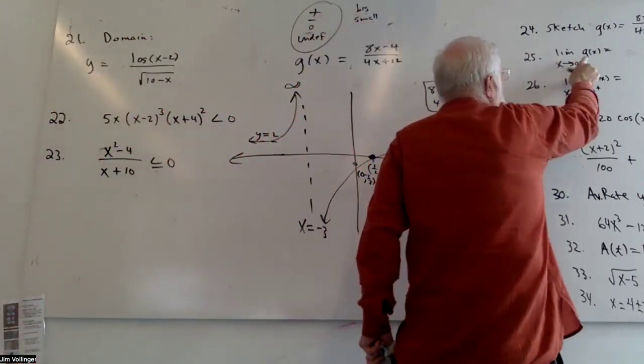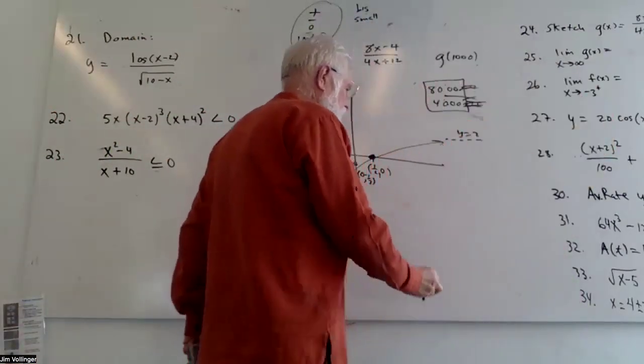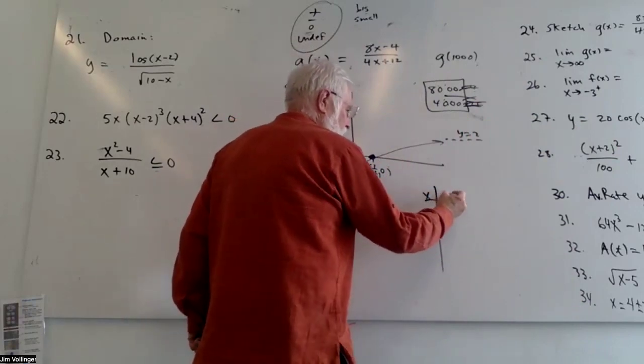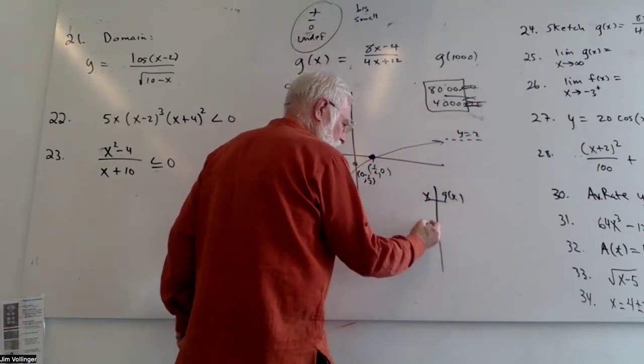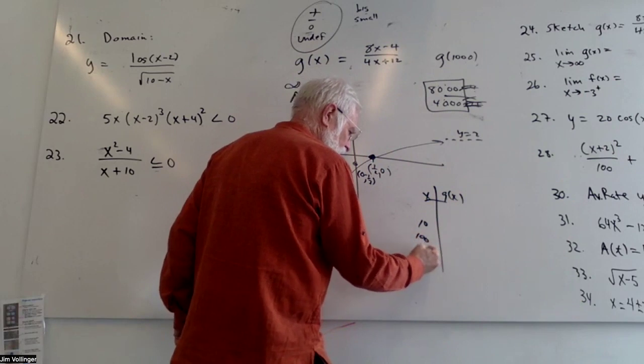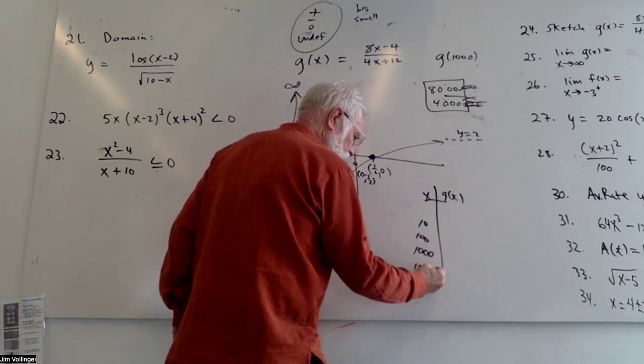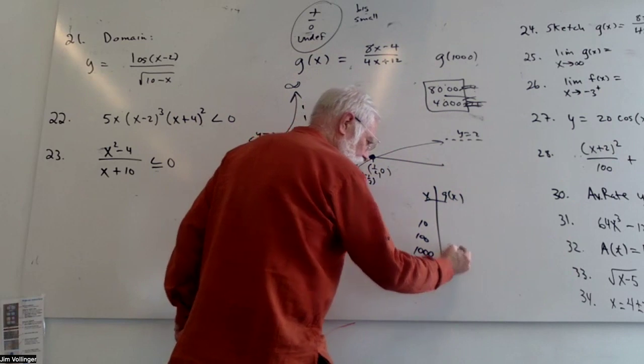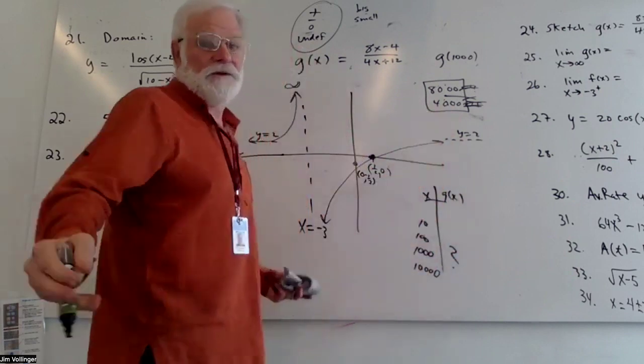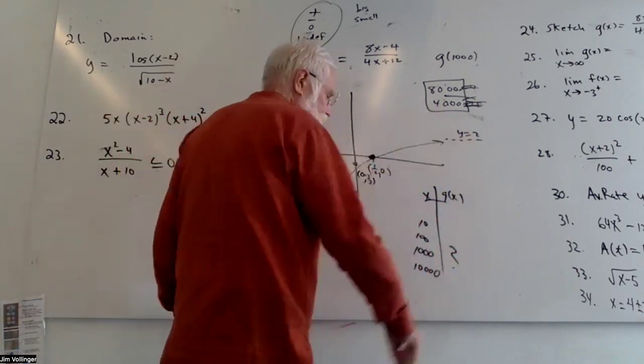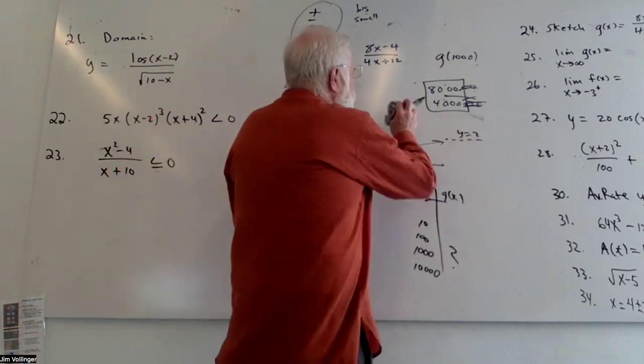What is the limit of g of x as x goes to infinity? That means that as I go to infinity, like 10 to 100 to 1,000, to 10,000, as I put bigger and bigger numbers in, what's happening? We already talked about it. It's going to 2.